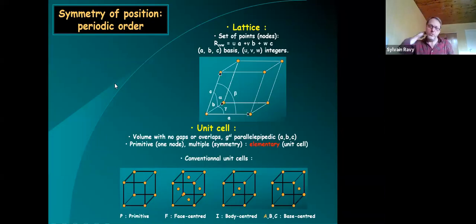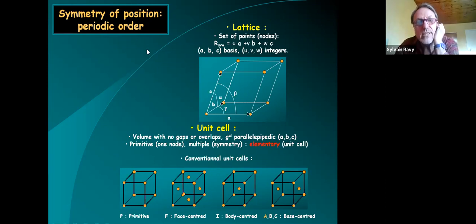Okay, so we have seen the point groups, so the symmetries which transform direction, and now we will switch to the other type of symmetries which transform positions. And so, of course, we will deal with the most obvious symmetry, which is the translation symmetry for crystals.